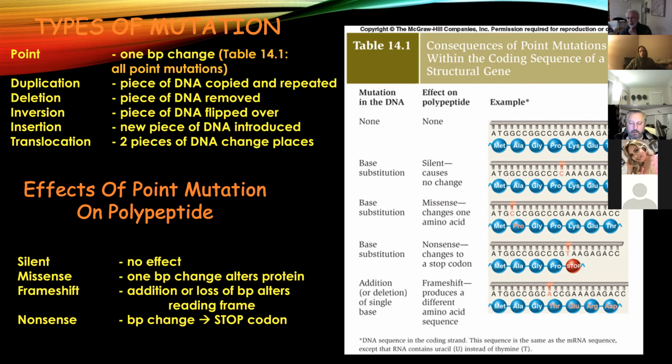Frame shift would change the entire amino acid sequence, and that's not the case. In sickle cell, it's a hemoglobin molecule with one amino acid difference, and that one amino acid change alters its ability to carry oxygen. That's why sickle cell patients have trouble getting enough oxygen. So would that be missense then? That would be a missense mutation. Okay, thank you.